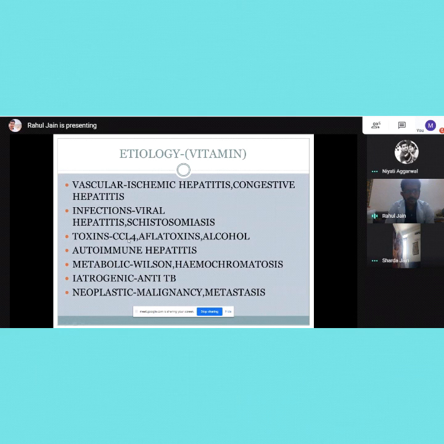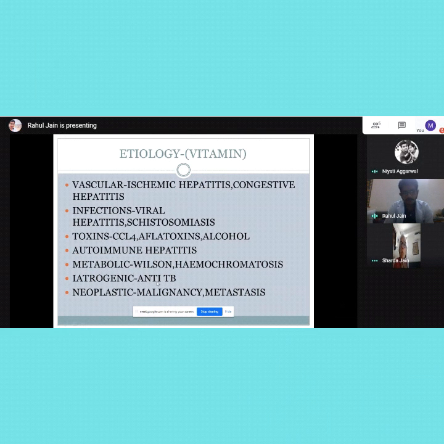Toxins, carbon tetrachloride are very poisonous to the liver, aflatoxins, alcohol we know majorly is poisonous to the liver only. Then there's an entity called autoimmune hepatitis. Then metabolic diseases. So in Wilson disease, there is excessive copper accumulation, hemochromatosis, excess iron accumulation. Then iatrogenic diseases like tuberculosis drugs.